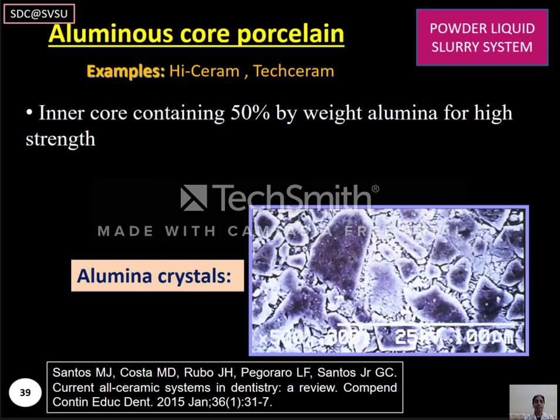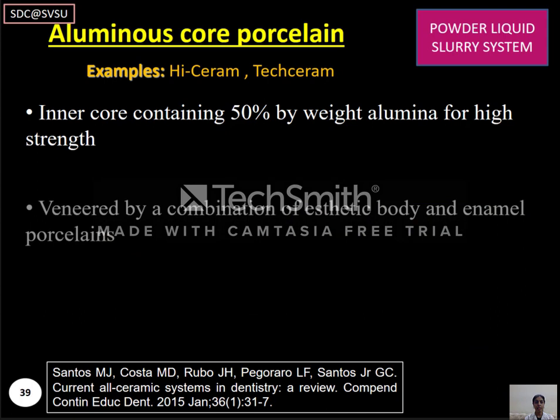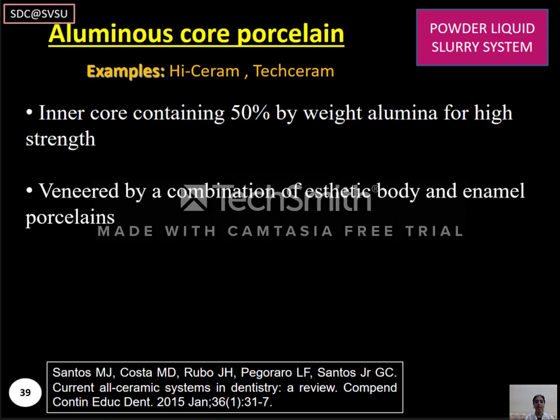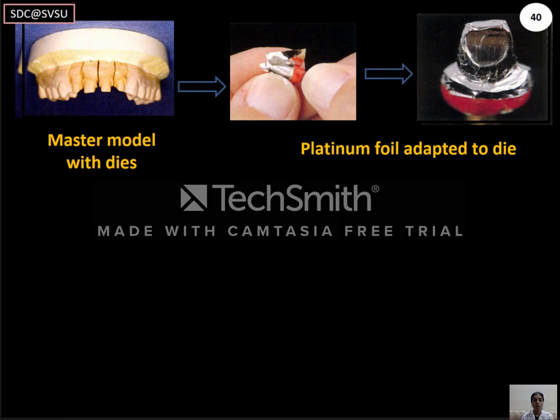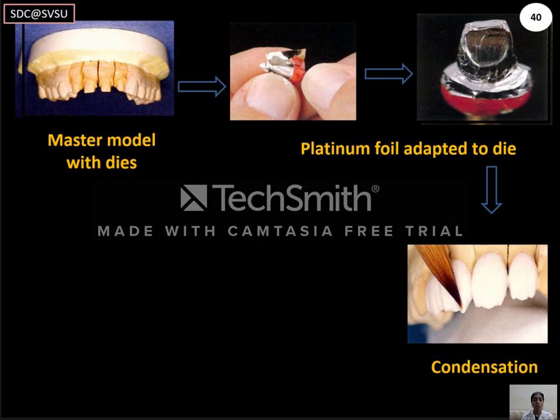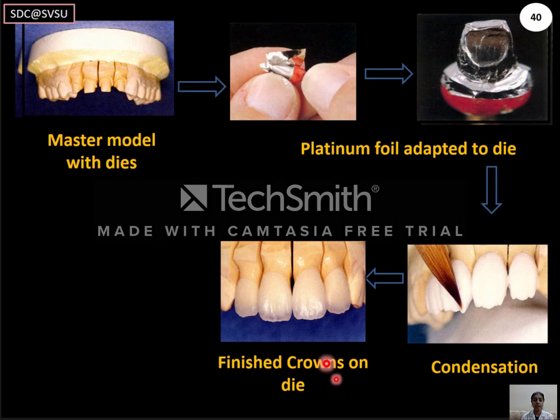Starting with aluminous core porcelain, which is available as Hi-Ceram or Techceram. Its inner core contains 50% by volume of alumina particles. These provide high strength and they are later veneered by a combination of aesthetic body and enamel porcelain. In this, after the tooth preparation has been done and the master cast has been cut into individual dies, the dies are then coated with thin platinum foil, which has been tin plated and oxidized to provide a bonding surface for the porcelain. Over this platinum foil, the core material of about 0.5 to 1 mm thickness needs to be veneered. The finished crown is then tried on the die and is later on inserted in the patient's mouth.